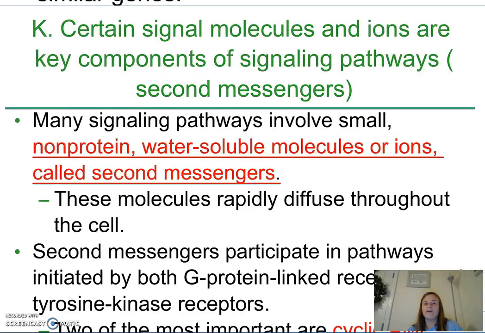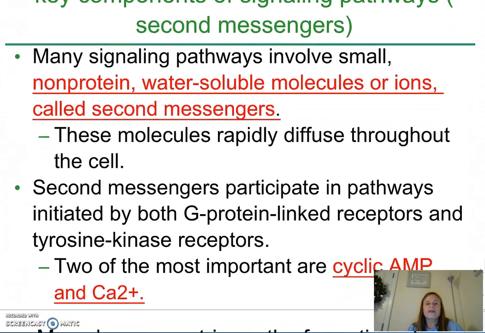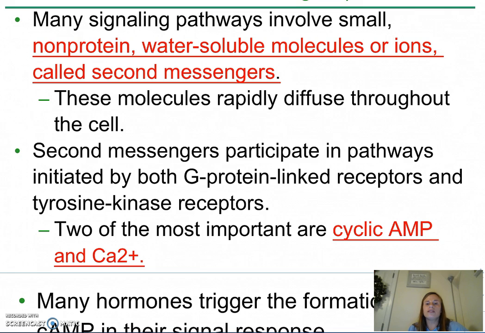We mentioned cAMP when we were talking about the G protein coupled receptor. cAMP is an example of a second messenger. Well, what are these second messengers? Second messengers are small, non-protein, water-soluble molecules or ions, and they rapidly diffuse throughout the cell. Second messengers participate in pathways initiated by both the GPCRs and the tyrosine kinase receptors. So we already saw cyclic AMP or cAMP.